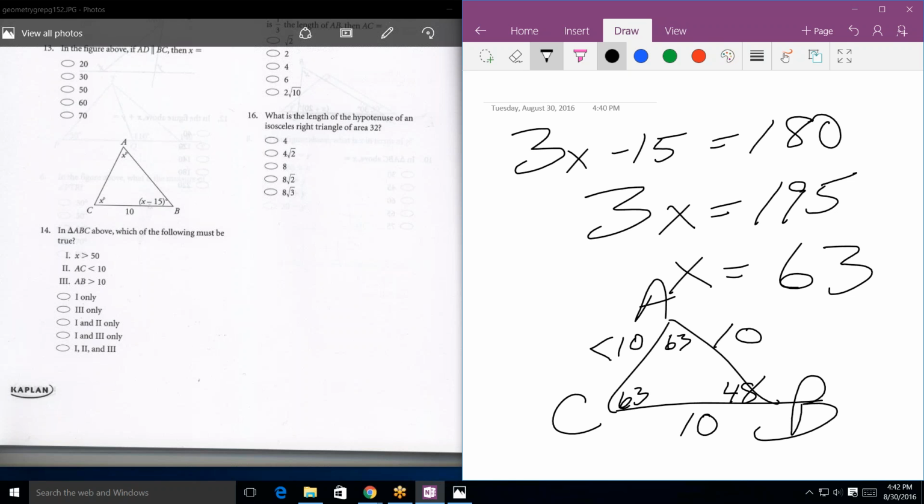It is an isosceles, so that means only 2 is correct. Well, 1 is correct. X is greater than 50. We figured out that it was 63. Oh, yeah, no, sorry. AC is less than 10 has to be correct. And AB is greater than 10 is not correct. It's equal to 10. So 3 is not correct, and the only two that are correct are 1 and 2 only.